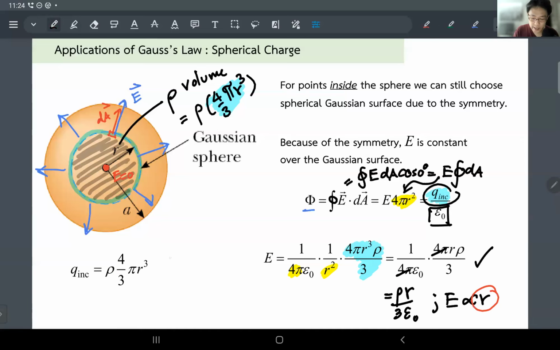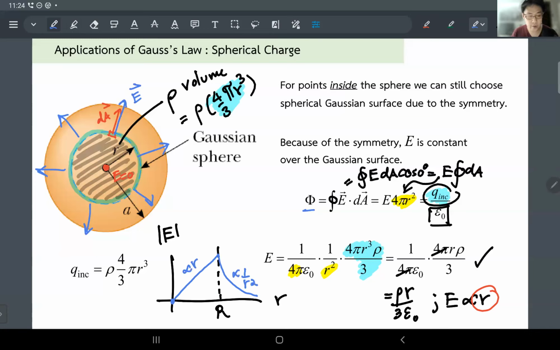So if you would like to plot a graph between the electric field magnitude and the radius, where the radius of the ball is capital R right here, you can conclude that your electric field is going to grow from 0 linearly until you hit the surface of this spherical charge ball. And once you go beyond that, it's going to fall off as 1 over r squared. So inside it depends on r, now outside it depends on 1 over r squared.